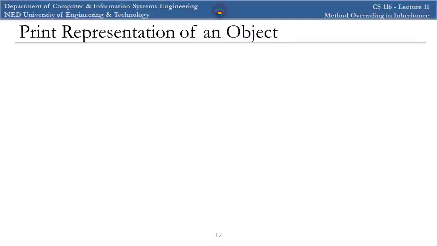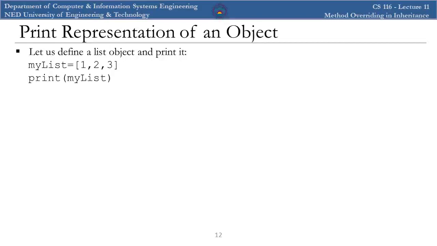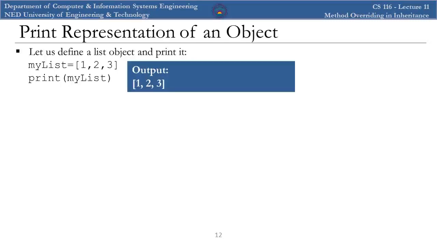Okay, that was all about method overriding for user defined methods. Now let's see something new. Let's define a list type object and print it on the screen. This is how I can define a list type object, which is called my list here, and I'm assigning these three values to the list, 1 2 3, right? And if I want to print it, I only have to write this, right? Now what output will it produce? This is the output. The list has been printed and it looks pretty nice.